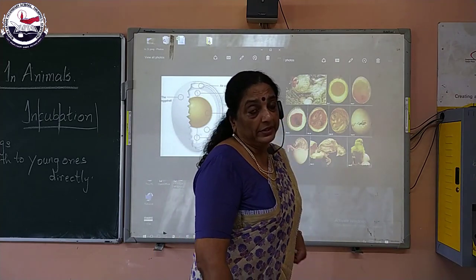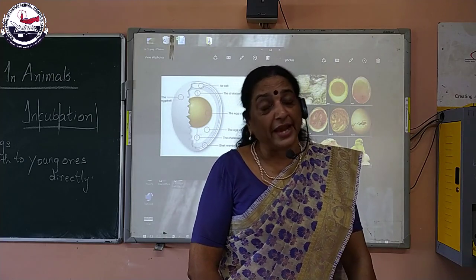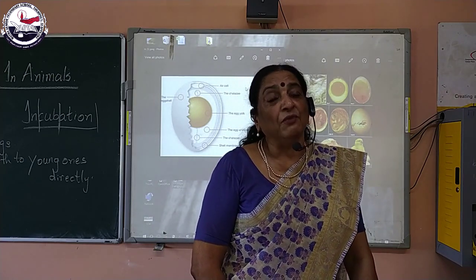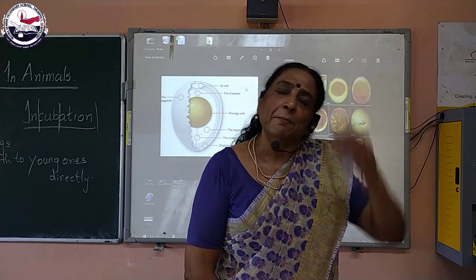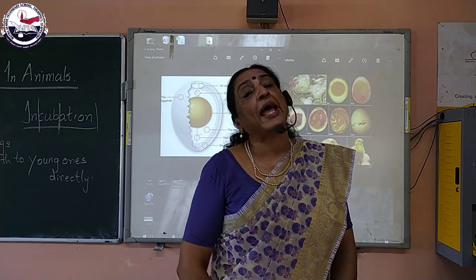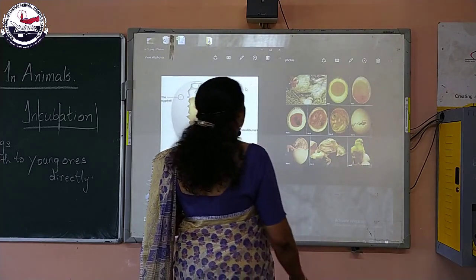Now see, the different stages of development from an embryo to a mature adult is called the life cycle of an animal. So what is called the life cycle of an animal? The different stages of development of an animal, from an embryo to a mature adult stage, is called life cycle.